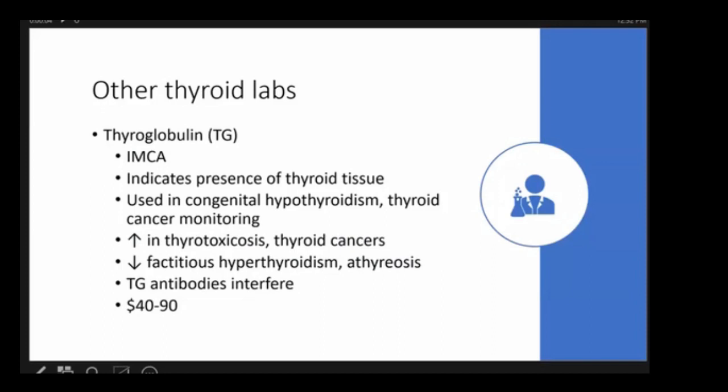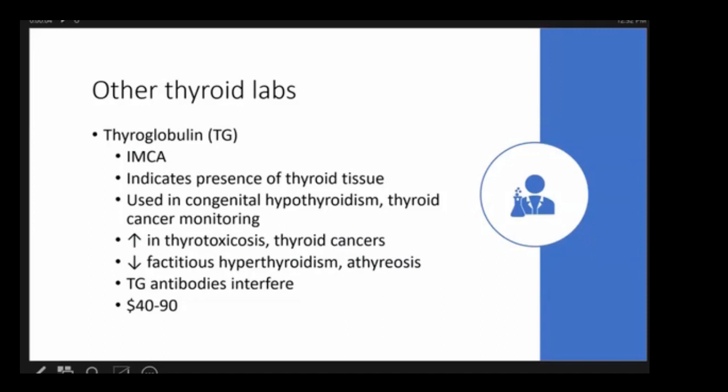TBG is the most prevalent binding protein for thyroid hormone. It is a sandwich assay test. It's a protein made by the liver. It binds both active and inactive thyroid hormone. This is affected by liver disease, as you would imagine, since it's made by the liver. Also nephrotic syndrome and steroid therapy.